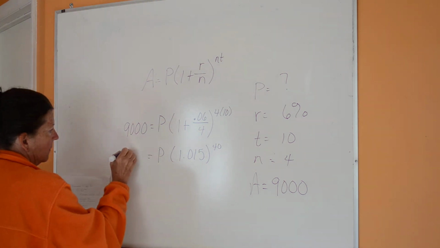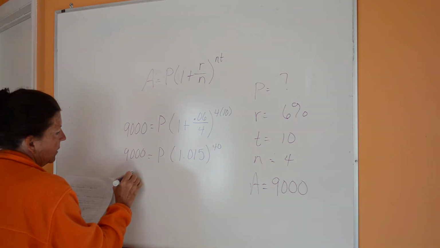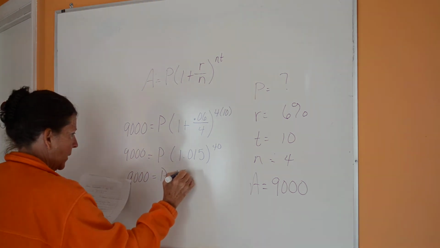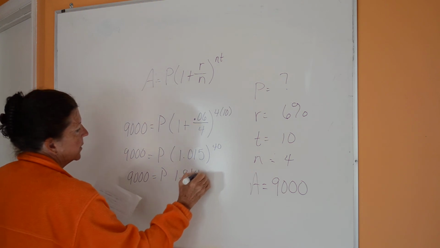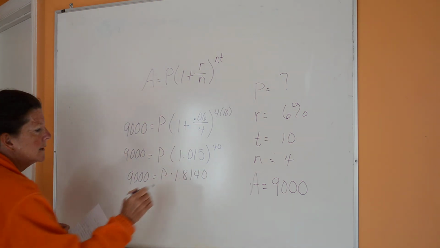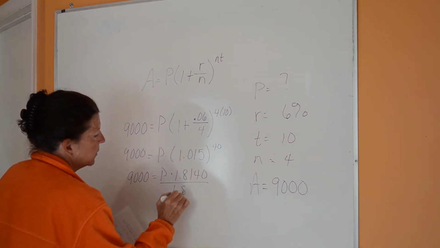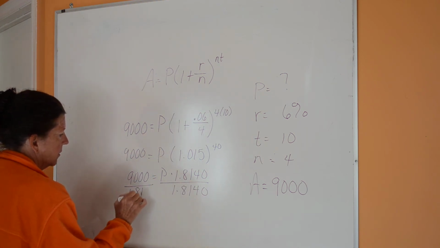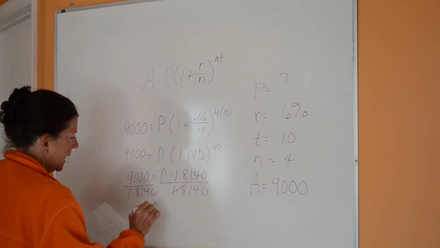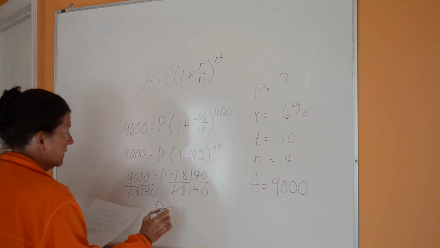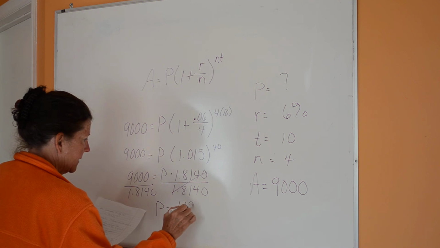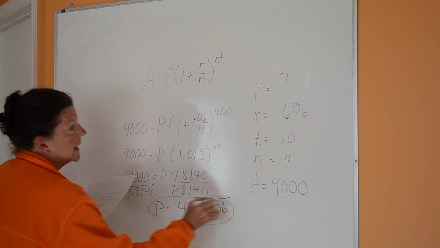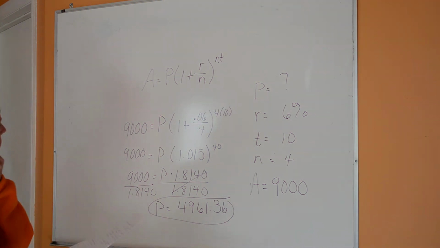And if I do that out, that's going to give me 1.8140. Well, I want the P by itself, so I'm going to divide both sides by the 1.8140. And I'm going to find out that I should invest $4,961.36. That's the answer that you should have gotten when you plugged it in.